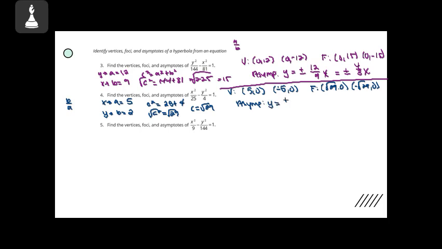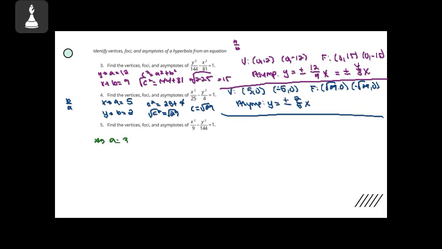And then we have one more here. We have x squared over 9 minus y squared over 144 equals 1. So here's where I said a is not the larger number. A is what's under the first number. So the first one is x. A is the square root of 9, or 3. Y is the second number, so it determines b, the square root of 144, which is 12.